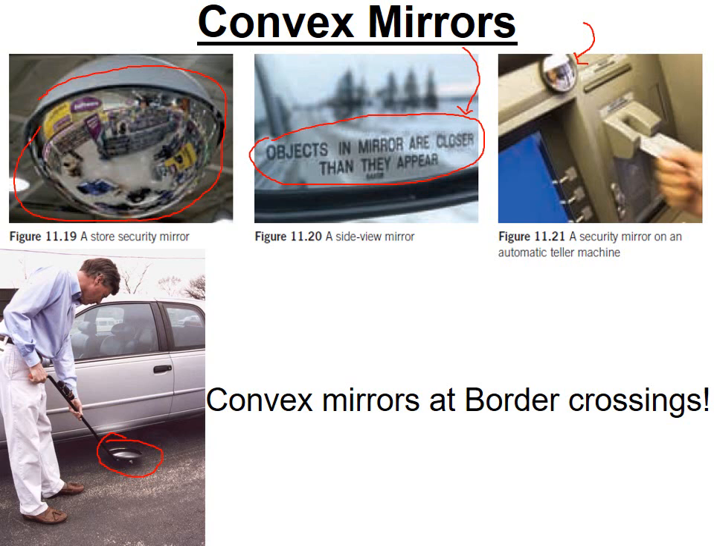So the characteristics of the images produced by a mirror will determine what they're used for in society. And that seems to be a common theme that we've seen in science courses.